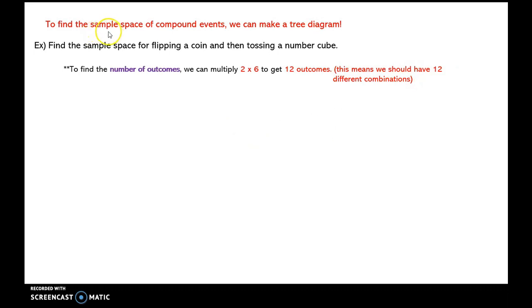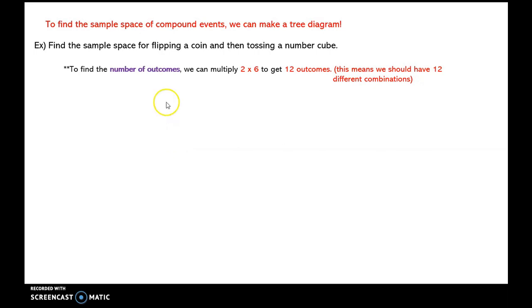Now remember, sample space is not the same thing as the number of outcomes. The number of outcomes is a number. So when flipping a coin and then tossing a number cube, we should get 12 different outcomes. The sample space means we're going to list all the different combinations. If it was just a coin, the sample space is heads or tails. If we were just tossing a number cube, the sample space would be 1, 2, 3, 4, 5, 6. But now since it's two different things, the sample space gets a little bit trickier. And that's where tree diagrams come in handy.